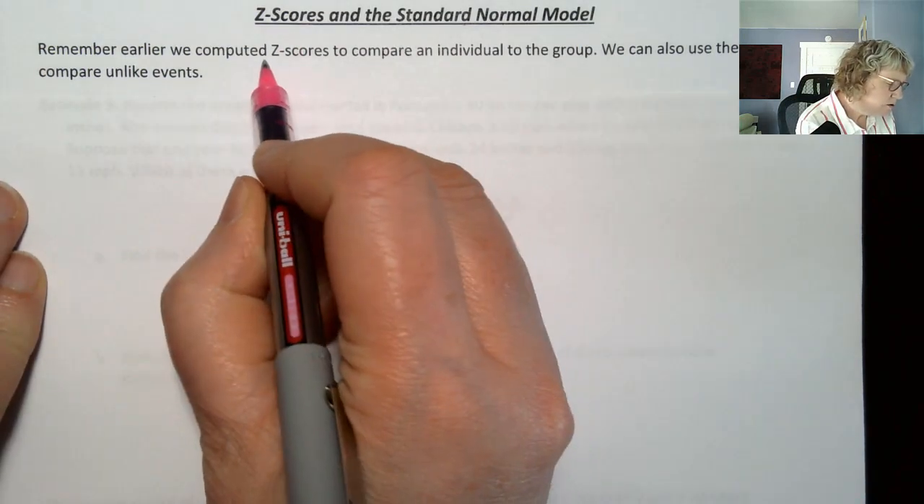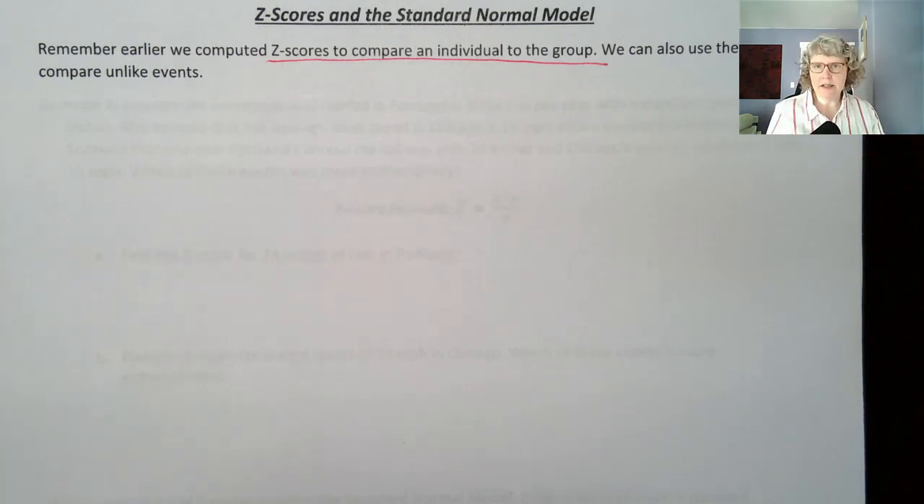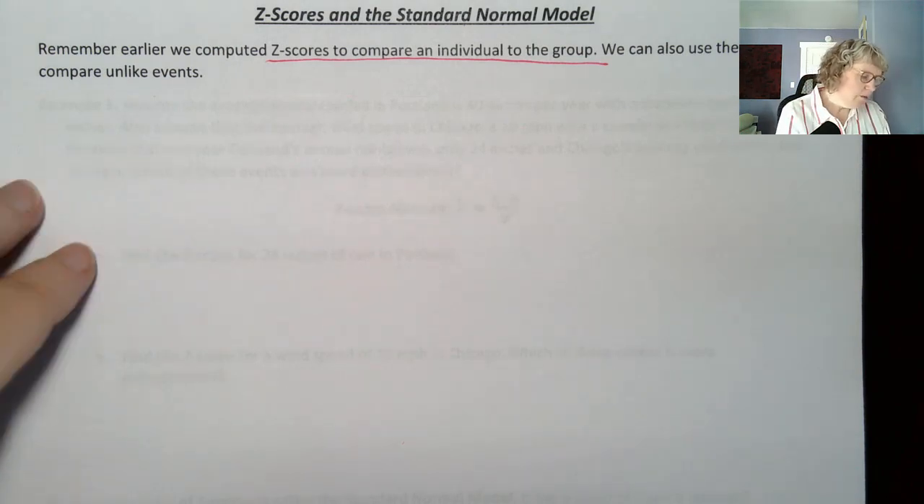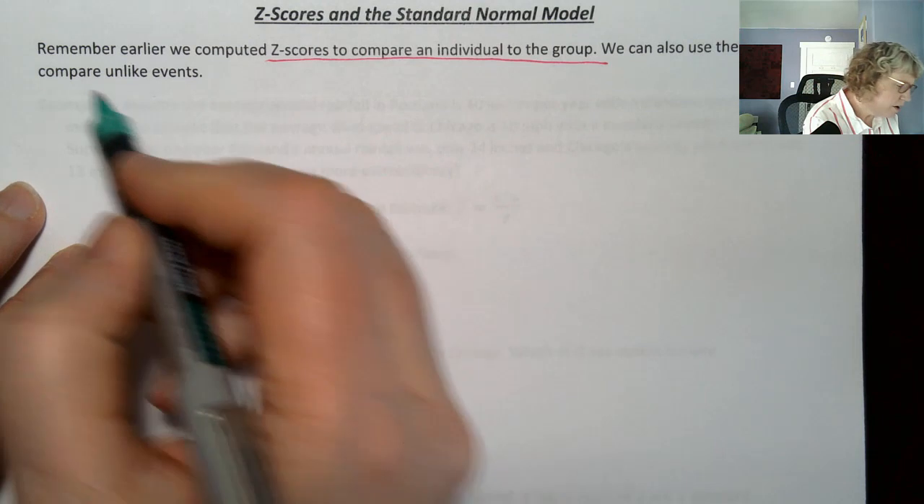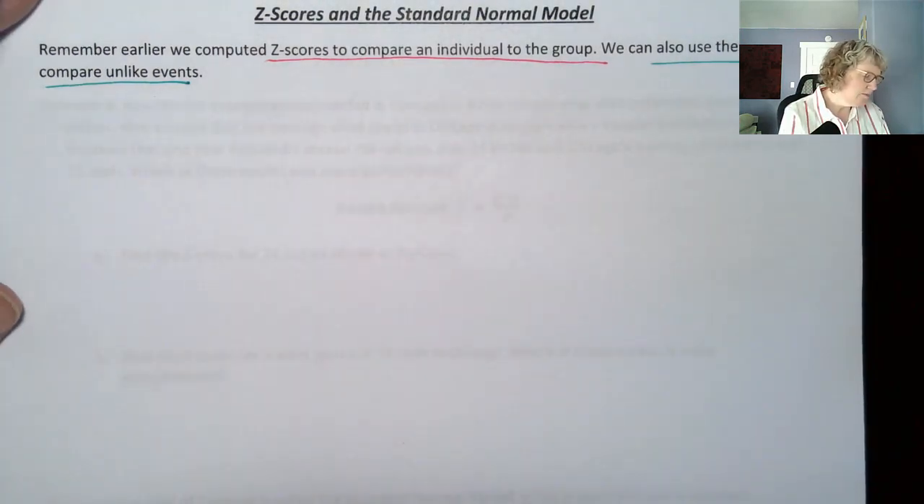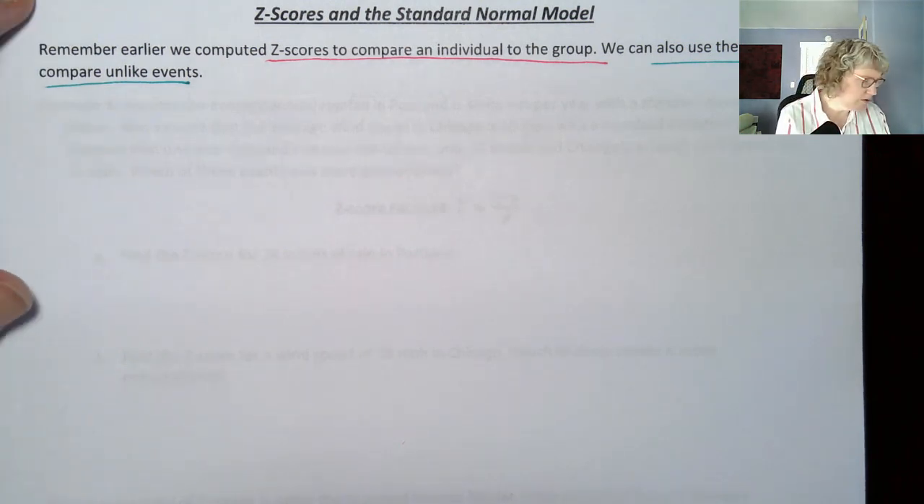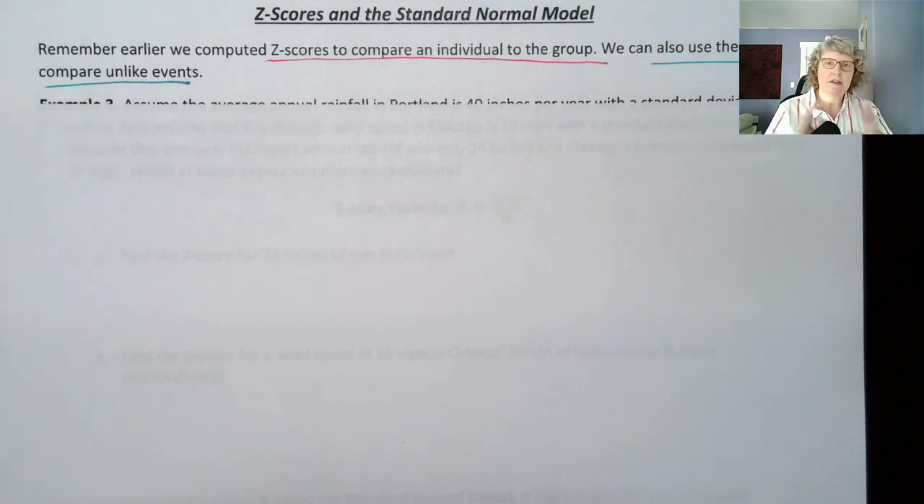We computed a z-score to compare an individual to the group. If you have a data set with a mean and a standard deviation, you can figure out how many standard deviations away from the mean a particular individual is. Now we're going to see we can also use them to compare unlike events. This comparison makes a little more sense when it's a symmetric distribution, because it wouldn't necessarily be the same on both sides if it's not symmetric.